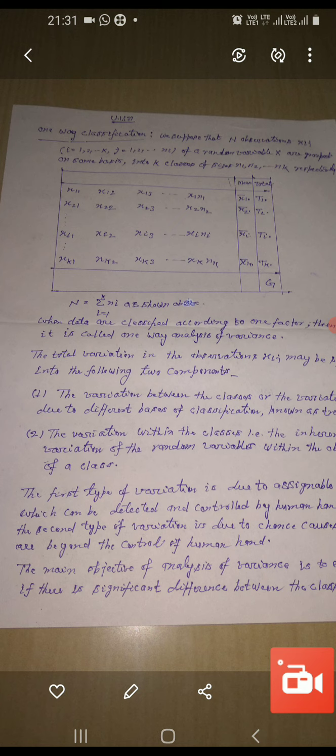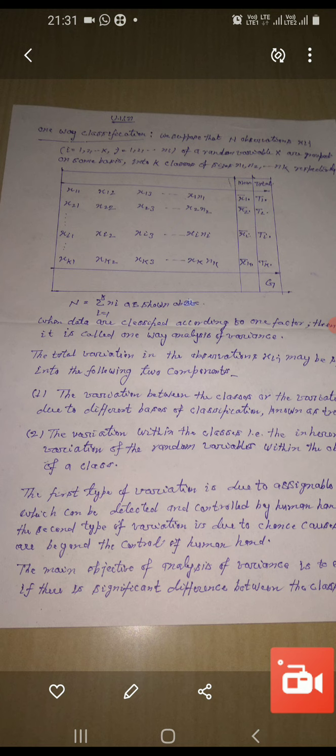Suppose that there are n observations xij, where i is equal to 1 to k, j is equal to 1 to ni, of a random variable x, and which are grouped on some basis into k classes of sizes n1, n2 up to nk. Means size of the group is n1, n2 and nk respectively.